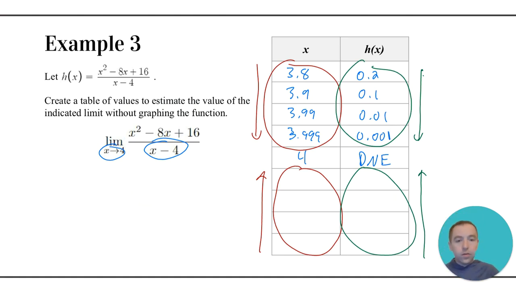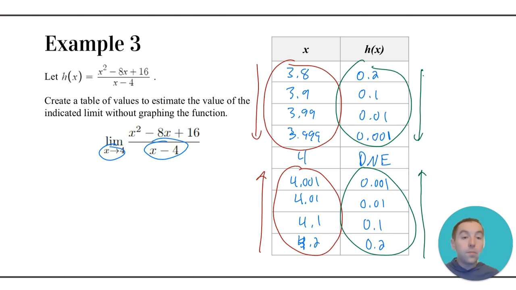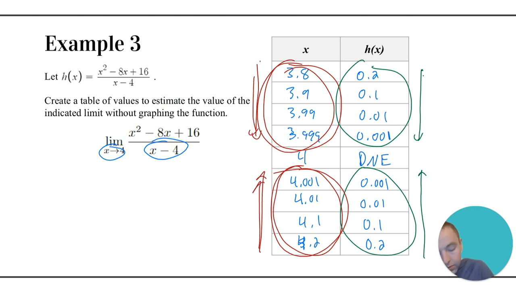And then if we were to do this coming from values higher than 4, we could do 4.2, 4.1, 4.01 and 4.001, how about. And you will end up getting these y values. So it seems that as the x values here are headed towards 4, the y values go from 0.2 to 0.1 to 0.01 to 0.001. So it seems to be headed towards 0, and then right here also heads towards 0.